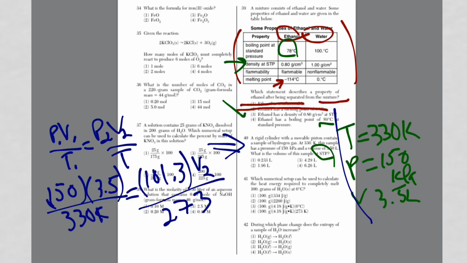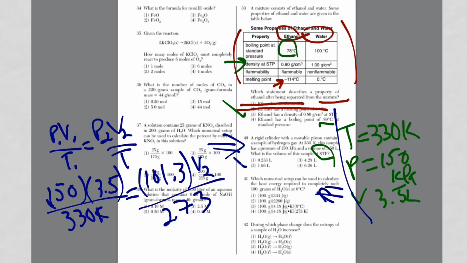When you plug it in the calculator, cross multiply and divide, you get an answer from choice 2, which is 1.96 liters. Okay, so for the next one, we're dealing with a numerical setup, which just means you're plugging into the equation, and we're dealing with heat energy to completely melt 100 grams of water at 0 degrees.